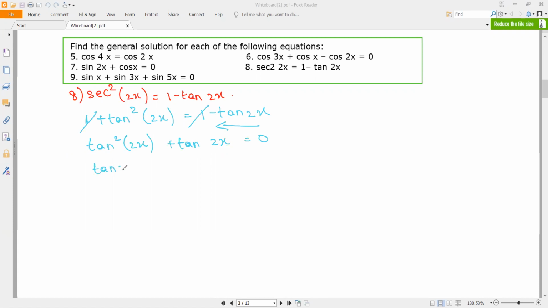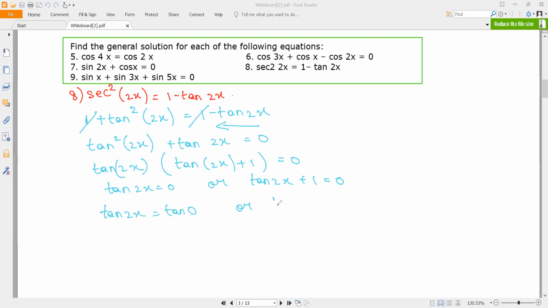You can take tan 2x common, and you're left with tan 2x plus 1 is equal to 0. So you have tan 2x is equal to 0, or tan 2x plus 1 is equal to 0. So either tan 2x is equal to tan 0 or tan 2x is equal to minus 1. Here you apply the general form with 2x as it is. Tan 0 means n pi, and y value is 0.